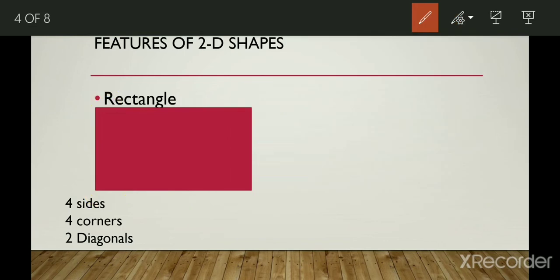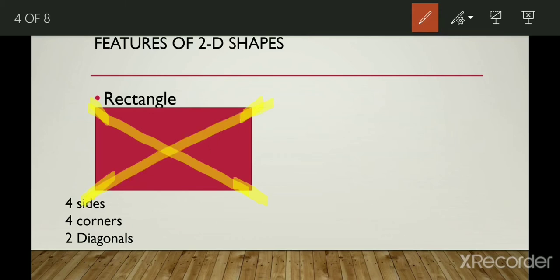Now coming to the most important part, diagonals. How many diagonals are there? Let us see. For this corner, we have this corner as opposite corner. So I can easily join these two corners. And I have diagonal number 1. Coming to this corner, the opposite to this corner is this one. So if we join these two corners, we again get a diagonal. So in a rectangle, we can say that we have 4 sides, 4 corners and 2 diagonals.